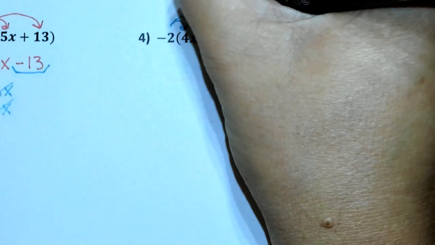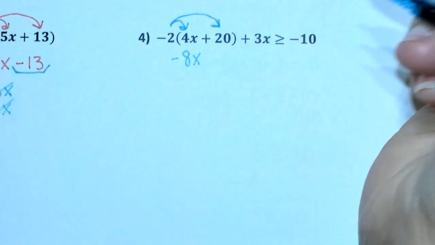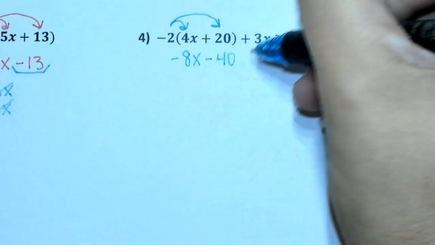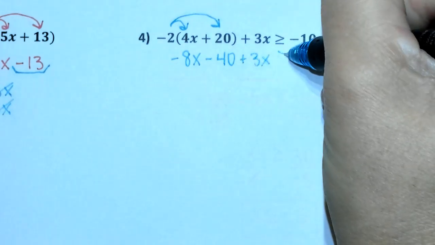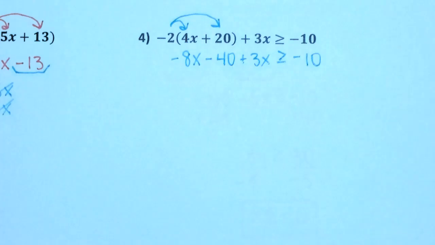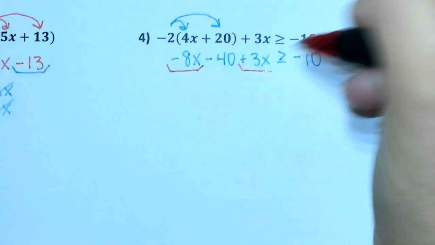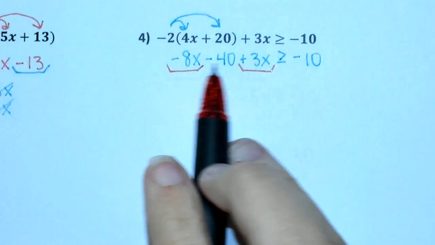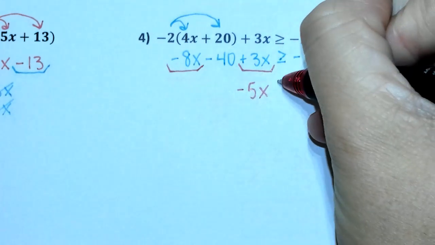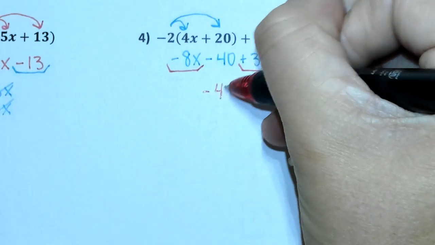Distribute. Negative 2 times 4x is negative 8x, and negative 2 times positive 20 is negative 40. I just bring down my plus 3x, my greater than or equal to sign, and my negative 10. From there, I combine like terms. So my x's I can get together that are on the same side. Okay, negative 8x plus 3x is negative 5x. I'm going to bring down my greater than or equal to symbol with the negative 10 on the right and the negative 40 on the left.